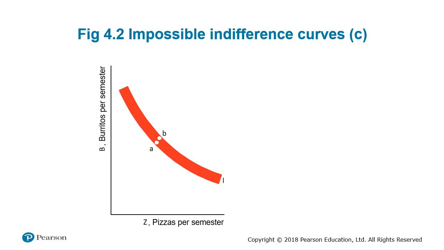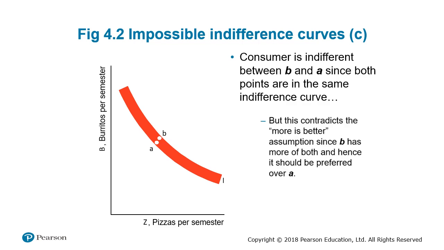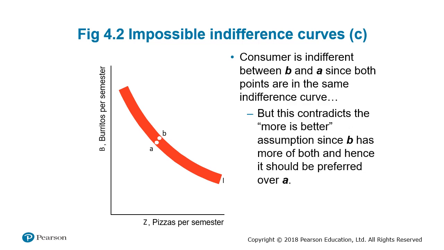Finally, we have a thick indifference curve. Can you spot the problem with this one? It's telling us that the consumer is indifferent between bundle B and bundle A. They're on the same indifference curve. But again, you can see that B has more of both goods, so B should clearly be preferred to bundle A.